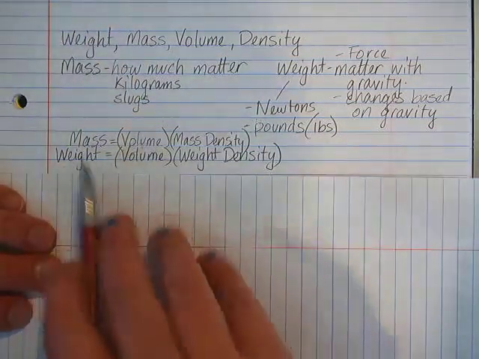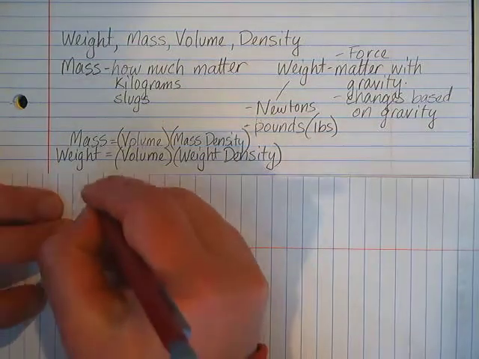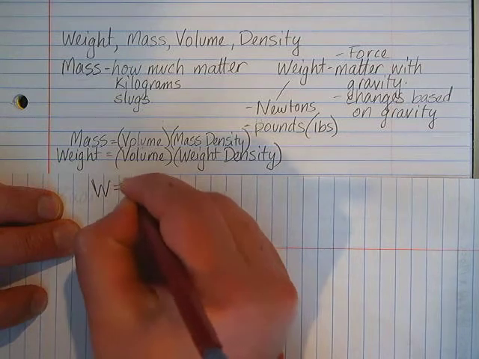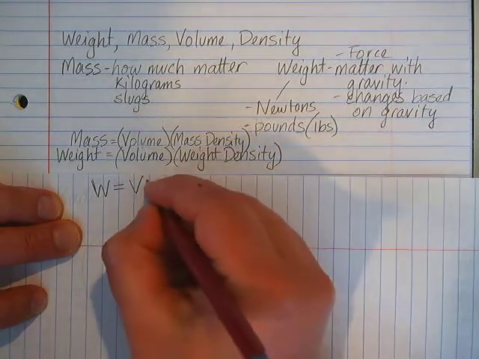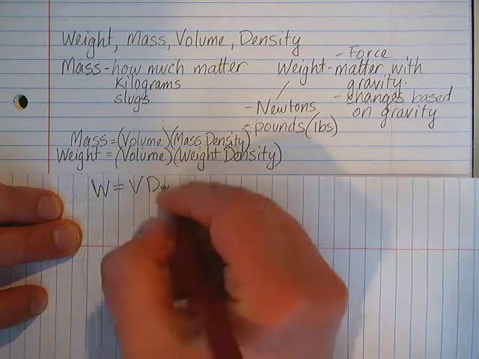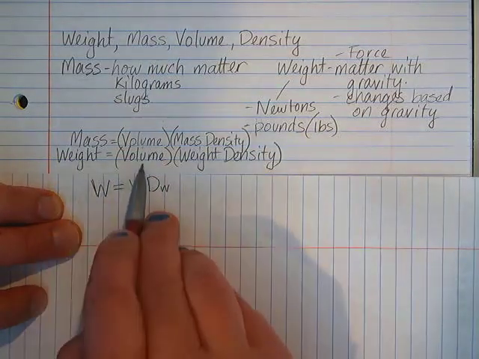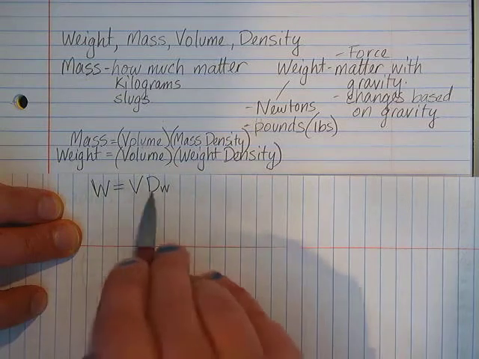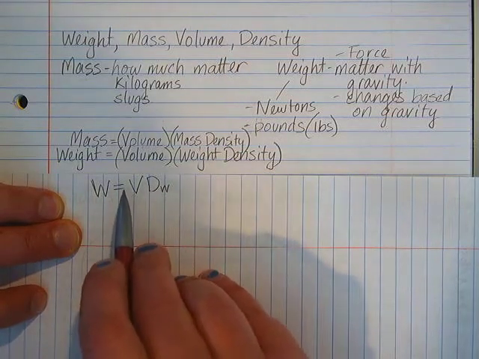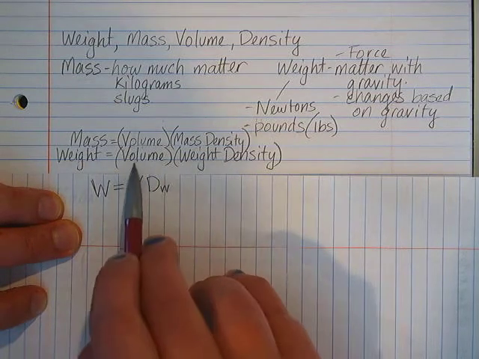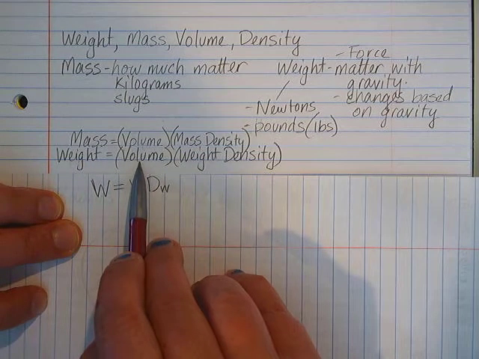So let's just look at the weight equation. In abbreviations, that would be written as W equals V times D with a subscript W for weight density. So I've just rewritten this. Weight equals volume times weight density. That's what this looks like. So what if you were given a problem where you were given the weight and the weight density and you needed to solve for the volume?